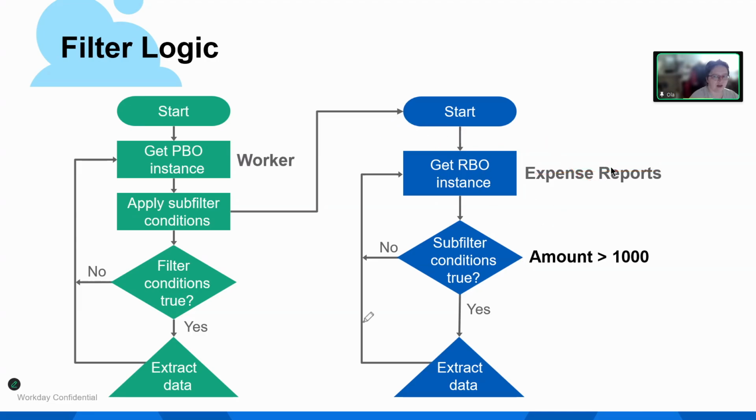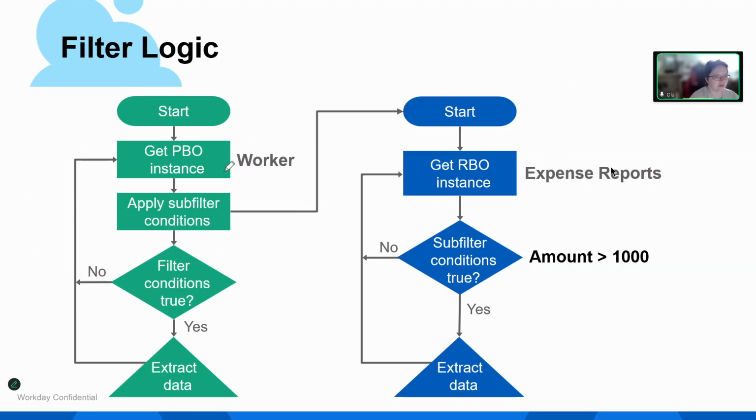Once we go through all of our related business object instances, so through all of the expense reports for a worker, we're going to go back to our main flow and we're going to have a look at the filters this time. So at this point, you have a worker with the list of expense reports that are matching your subfilter conditions. If on the filter tab you include a condition that your subfilter, so your expense reports, cannot be blank, this worker is not going to make it to the output.